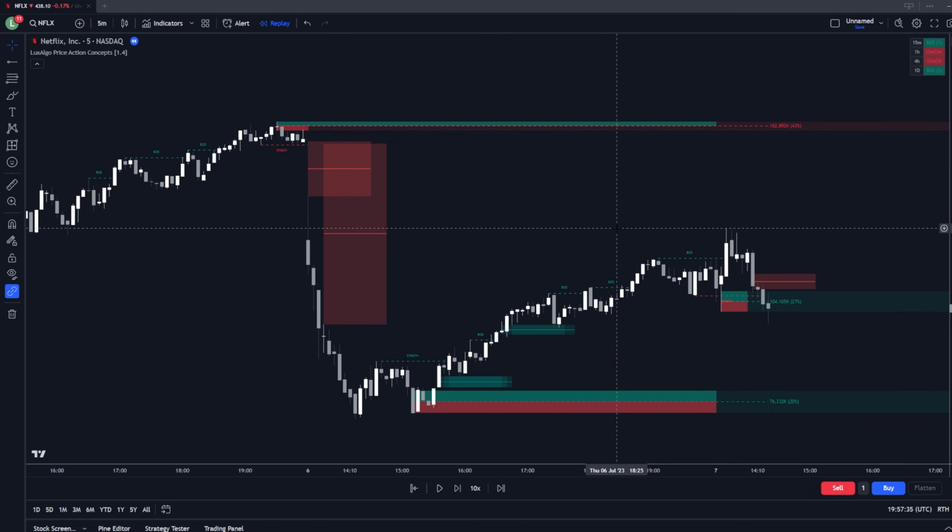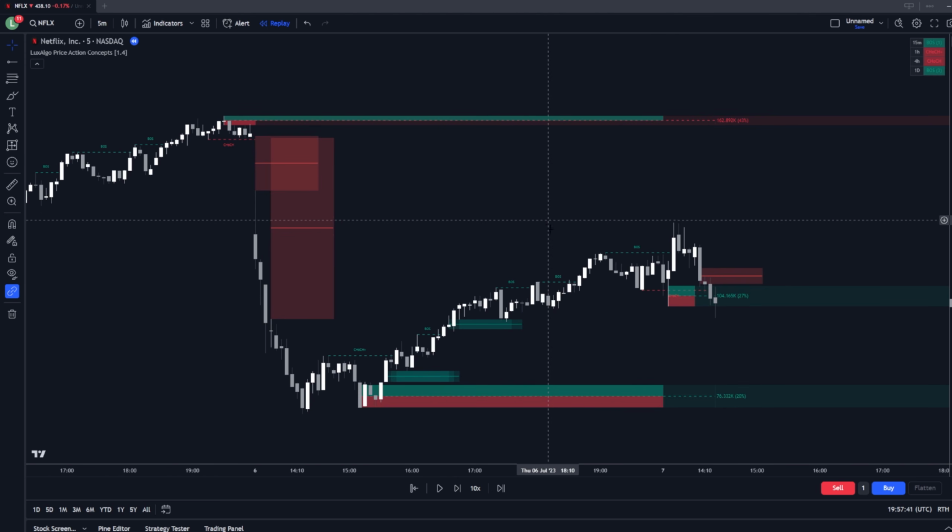Let's dive right into the next one so we can see how we can use the same setup for trading price action on various different time frames and assets.